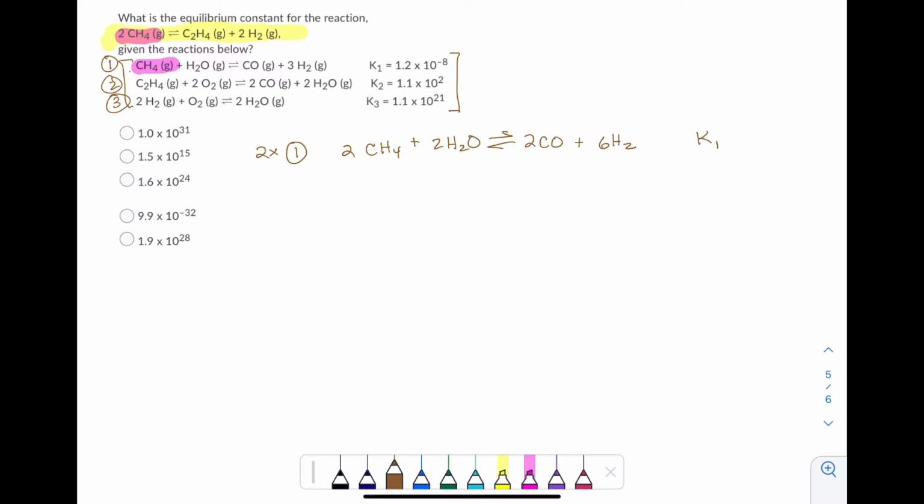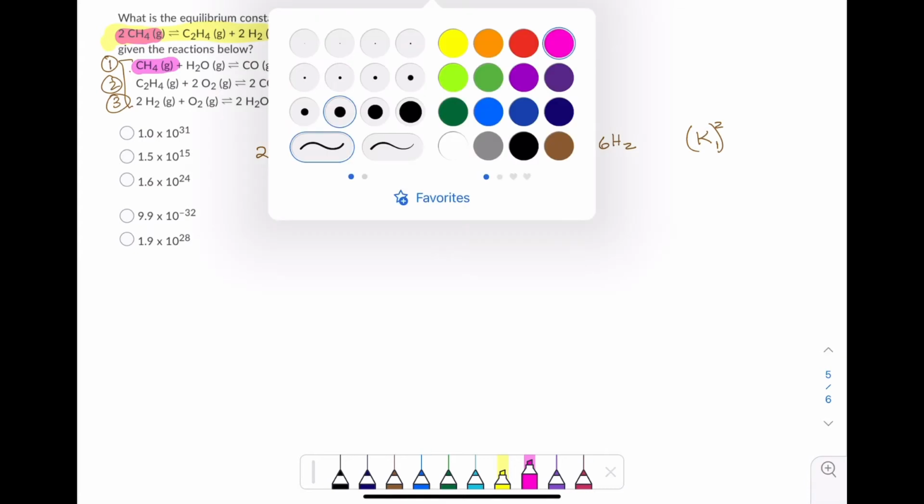When I double a reaction, the equilibrium constant is squared. This is different than how a delta H behaves. A delta H, if you double a reaction, you're going to double the delta H. For the equilibrium constant, if you double a reaction, the new equilibrium constant is squared. That's in the lecture material, if you need to go back and review that. All right, so that is my CH4 matched.